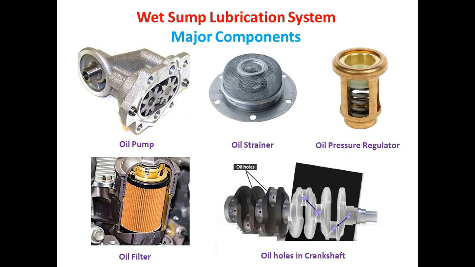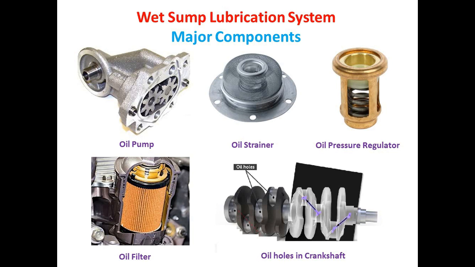Now, we will see the second type of lubrication system, which is the wet sump lubrication system. First of all, we will see what are the major components of the wet sump lubrication system. The components are oil pump, oil strainer, oil pressure regulator, oil filter, and one more diagram which I have added, which is showing oil holes inside the crankshaft. So these are the major components inside the wet sump lubrication system.